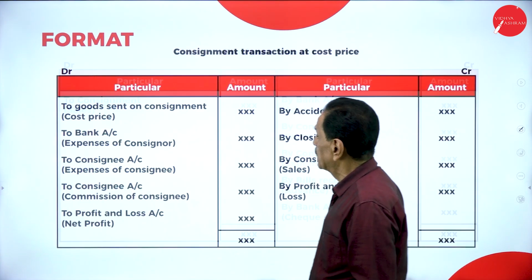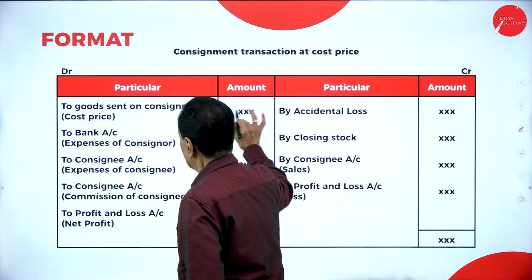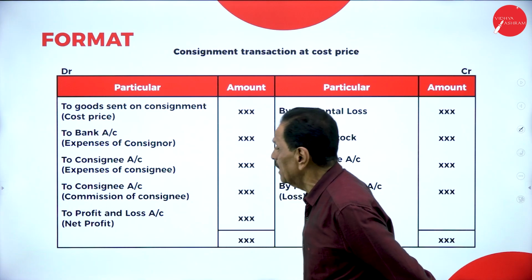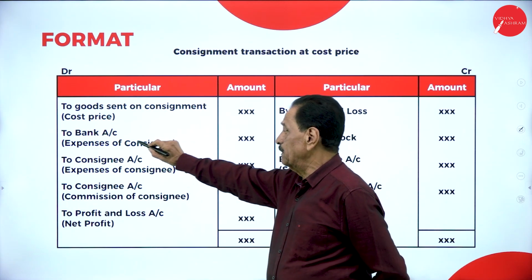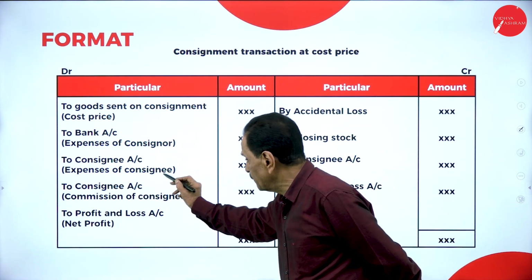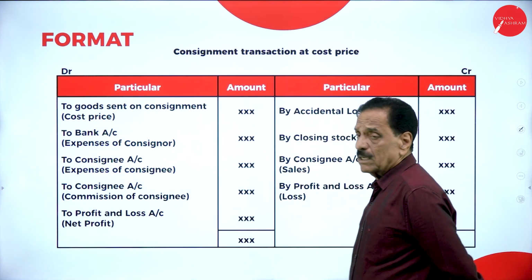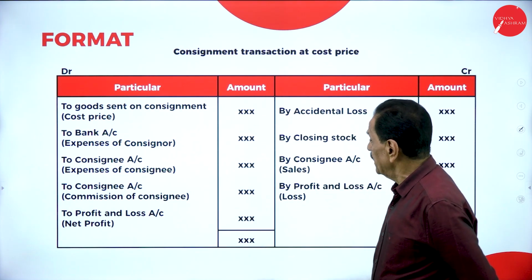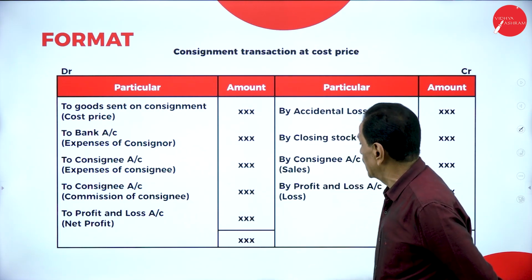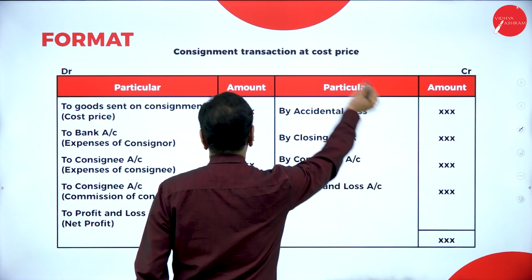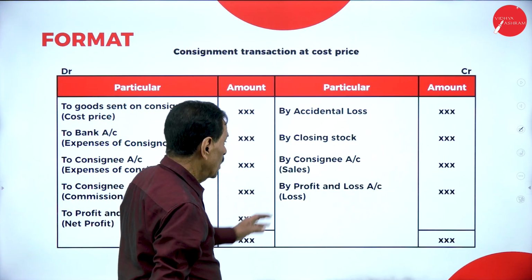You must remember, goods sent on consignment, only at cost price. Expenses of the consignor, these are all met by consignor. Expense of the consignee met by consignor. Commission due to consignee. Who has to pay? The consignor has to pay. These are all the expenditure of the consignor. If there is accidental loss, accidental loss account to consignment account.